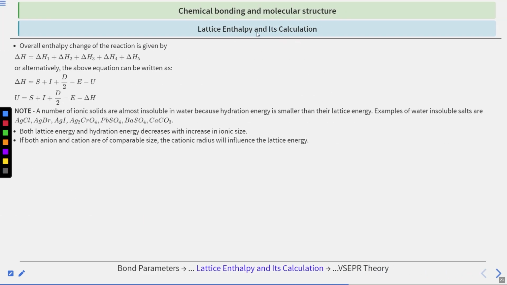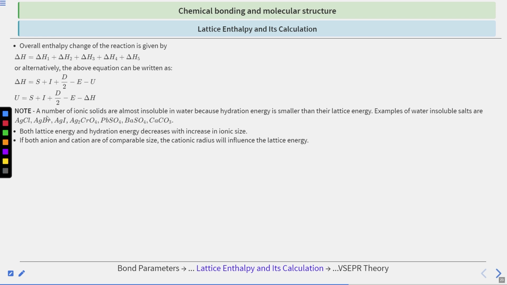Lattice enthalpy and its calculation. So the overall enthalpy change of the reaction is given by delta H equals delta H1 plus delta H2 plus delta H3 plus delta H4 plus delta H5, or alternatively the equation can be written as delta H equals the sum of all the energies which we needed to perform a single reaction. So S plus I plus D by 2 minus E minus U, in which U can be equal to S plus I plus D by 2 minus E minus delta H.